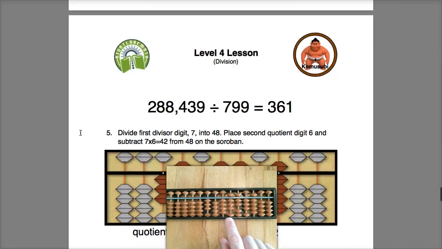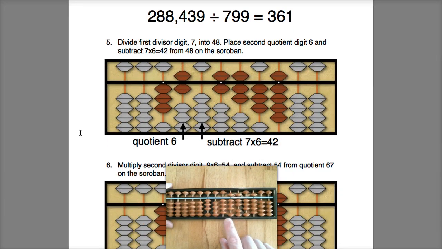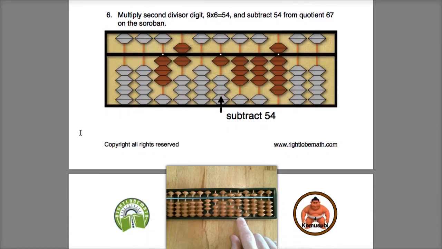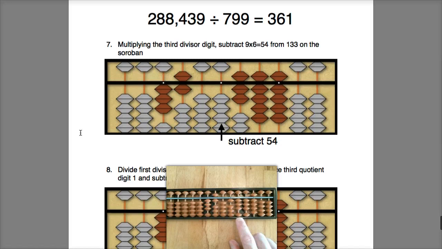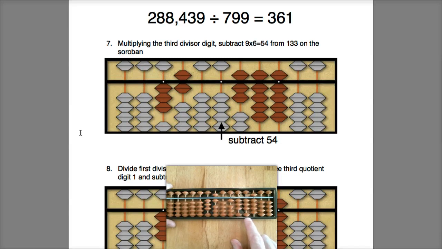Let's repeat the process, starting with our first divisor digit again. We're going to take 7 into 48. I know that 7 times 6 is 42, so I can subtract 42. Then we move to the second divisor digit, and we'll do 9 times 6, which is 54, so I'll subtract the 54. Then we move on to our third divisor digit. Again, 9 times 6 equals 54, and I'm subtracting it from this 133, so that'll be 54.